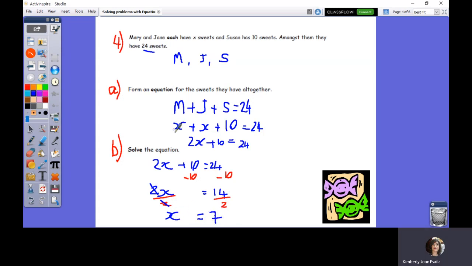Therefore, x, the amount of sweets that Mary has, is 7 sweets. So Jane has 7 sweets. Okay, therefore x is equal to 7 sweets.